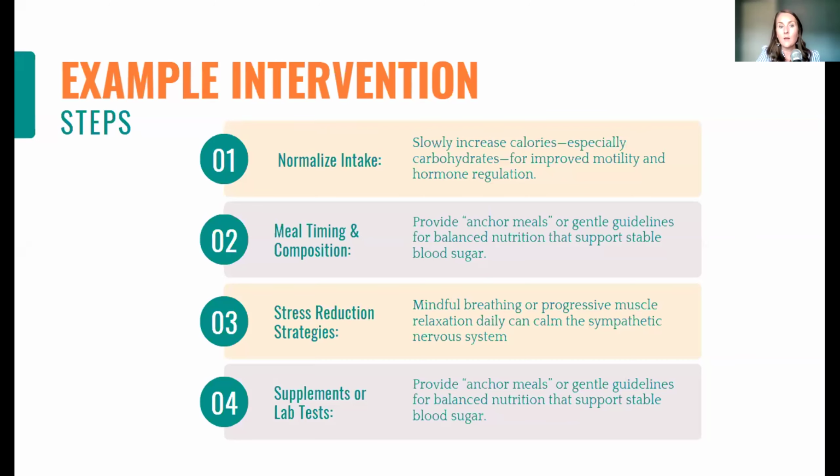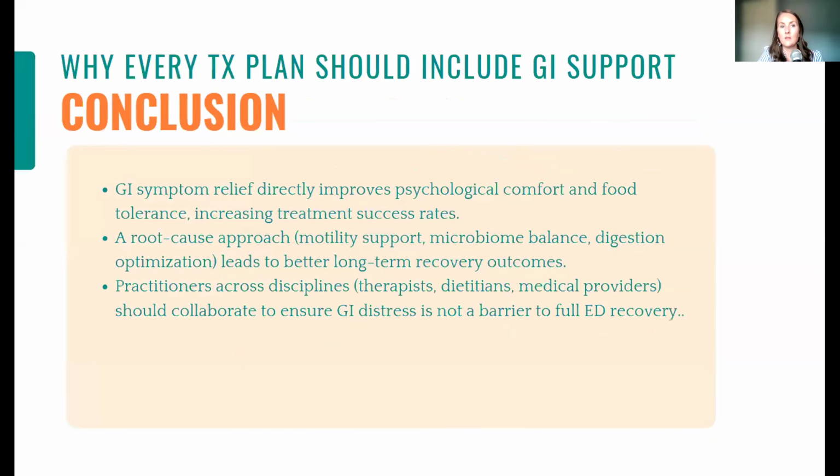We also want to work on meal timing and composition. So, providing these anchor meals or just gentle guidelines to balance blood sugar. Anytime blood sugar is too high or too low, that can be a stress on the body as well. So, how are we stabilizing blood sugar? We want to reduce stress, mindful breathing, progressive muscle relaxation, whatever it is. Then we can bring in supplements and lab testing that might help to aid some of these things.